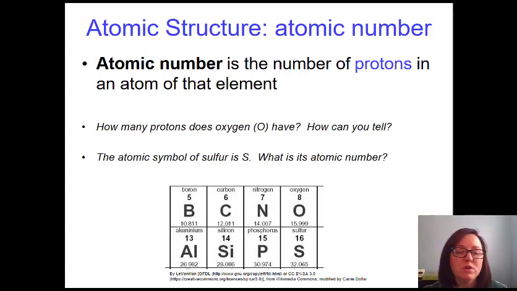How about sulfur? What's the atomic number for sulfur? Well, the 16 above the S gives us the atomic number, and maybe you took this one step further and decided there were 16 protons in sulfur, and you would be correct.